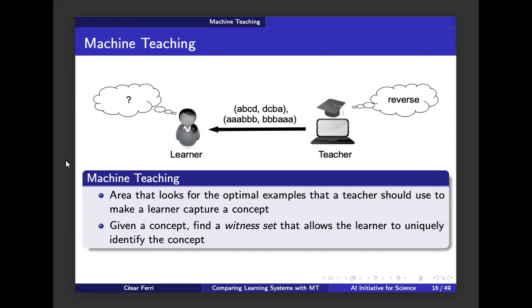As I told you before, machine teaching is a technique where, given a concept, for instance, reverse, we want to use this machine teaching system to find a set of examples with which we can teach that concept to a learner. Okay, so this is an area that looks for the optimal examples that a teacher should use to make a learner arrive at the concept.